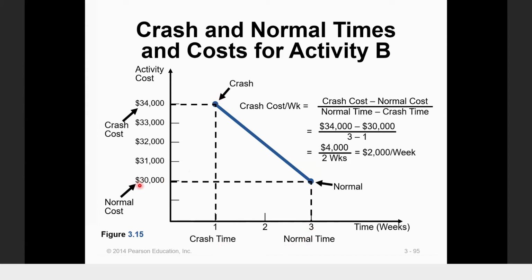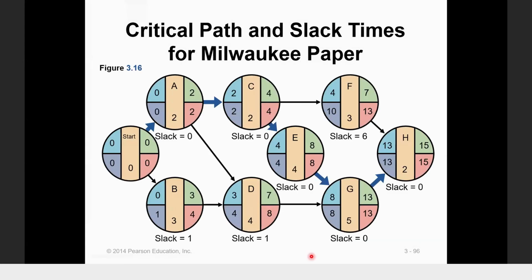So if you see here 30 ribu, and here you have 34. So 34 minus 30, divided by normal time 3 minus 1, so you're going to have 4,000. 4,000 additional cost when you do crashing, and you are saving 2 weeks. So meaning that additional cost is 2,000 per week. Additional cost when you are reducing the project time.